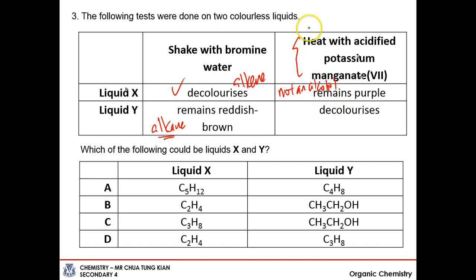But it decolorizes acidified potassium manganate, which means that instead of alkane, we can say that this has no double bonds. No double bond. It decolorizes, it contains a hydroxyl group. So this is alcohol, so liquid Y is an alcohol. Liquid X is an alkene. So which one is an alkene? Alkene is this one. There's an alkene here. Liquid X remains purple. Liquid Y decolorizes. So liquid Y is the alcohol. So answer is B.